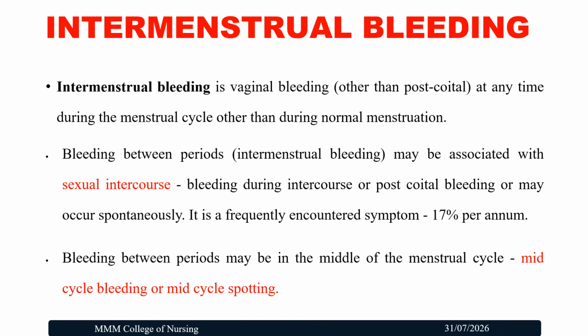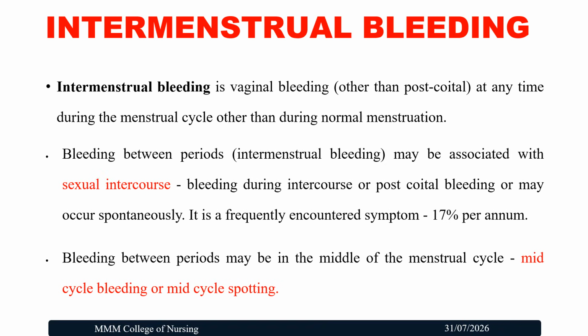Next condition is intermenstrual bleeding. It is vaginal bleeding, other than postcoital, at any time during the menstrual cycle other than during a normal menstruation. So bleeding between the periods, you will call it intermenstrual bleeding. It can be associated with sexual intercourse, or bleeding during intercourse, or postcoital bleeding, or may occur spontaneously. It is a frequently encountered symptom, 17% per annum.